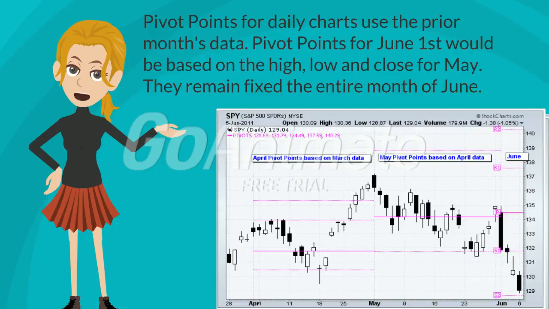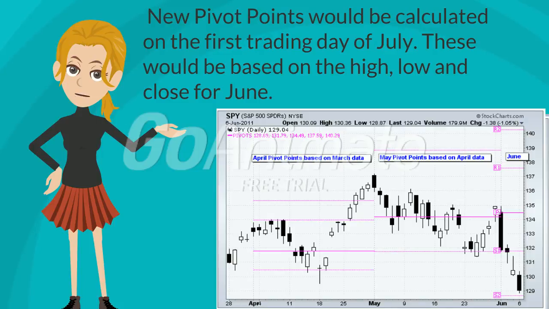Pivot points for daily charts use the prior month's data. Pivot points for June 1st would be based on the high, low and close for May. They remain fixed the entire month of June. New pivot points would be calculated on the first trading day of July. These would be based on the high, low and close for June.